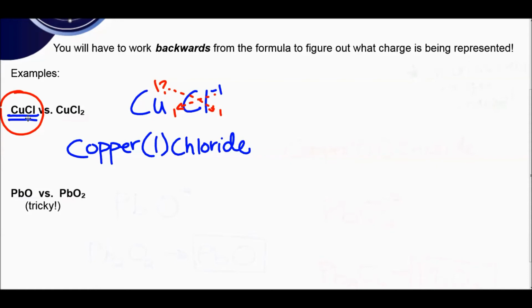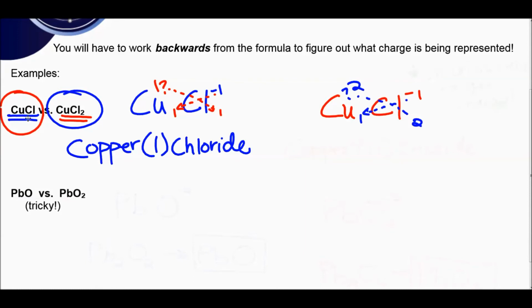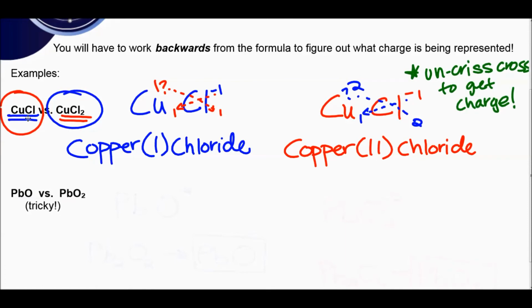In our second example of CuCl2, the same thing happens again. You do not know copper's charge because it's a transition metal, but you do know chlorine's. So chlorine is a -1, it's always a -1, and it was brought down here. But what was brought down from copper? Well, in the final formula, CuCl2, it must have been a 2 that was brought down. So its name is copper 2 chloride. You have to uncrisscross those subscripts in order to get the charge.